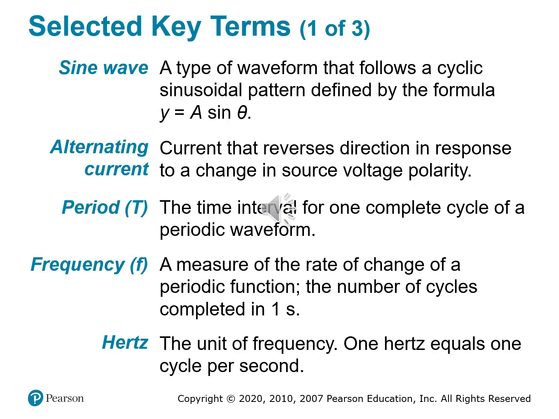Alternating current: current that reverses direction in response to a change in source voltage polarity. The period, denoted by the letter T: the time interval for one complete cycle of a periodic waveform. The frequency, noted by the symbol F: a measure of the rate of change of a periodic function, the number of cycles completed in 1 second. The hertz, not the car, but the unit of frequency: 1 hertz equals 1 cycle per second.